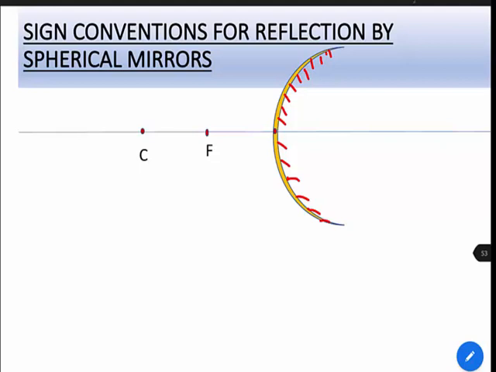In today's class we will talk about sign conventions. Now let us first understand what we mean by conventions. Conventions means some kind of assumption. These are some assumptions which we make for ease of understanding. Now we will study the sign conventions in the case of spherical mirrors.